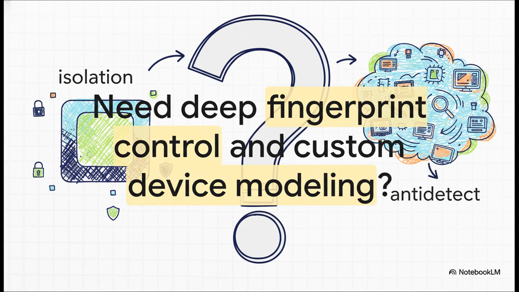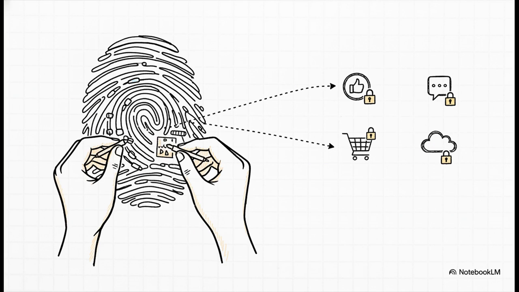But what if that's not you? What if your work is the complete opposite? What if you absolutely need to control every tiny detail of your digital fingerprint to perfectly mimic a specific type of device or user? Well, then your answer is clear. You need an Antidetect tool. These are literally built for those situations where that detailed spoofing is a must-have, especially on really sensitive platforms like social media networks or e-commerce sites.